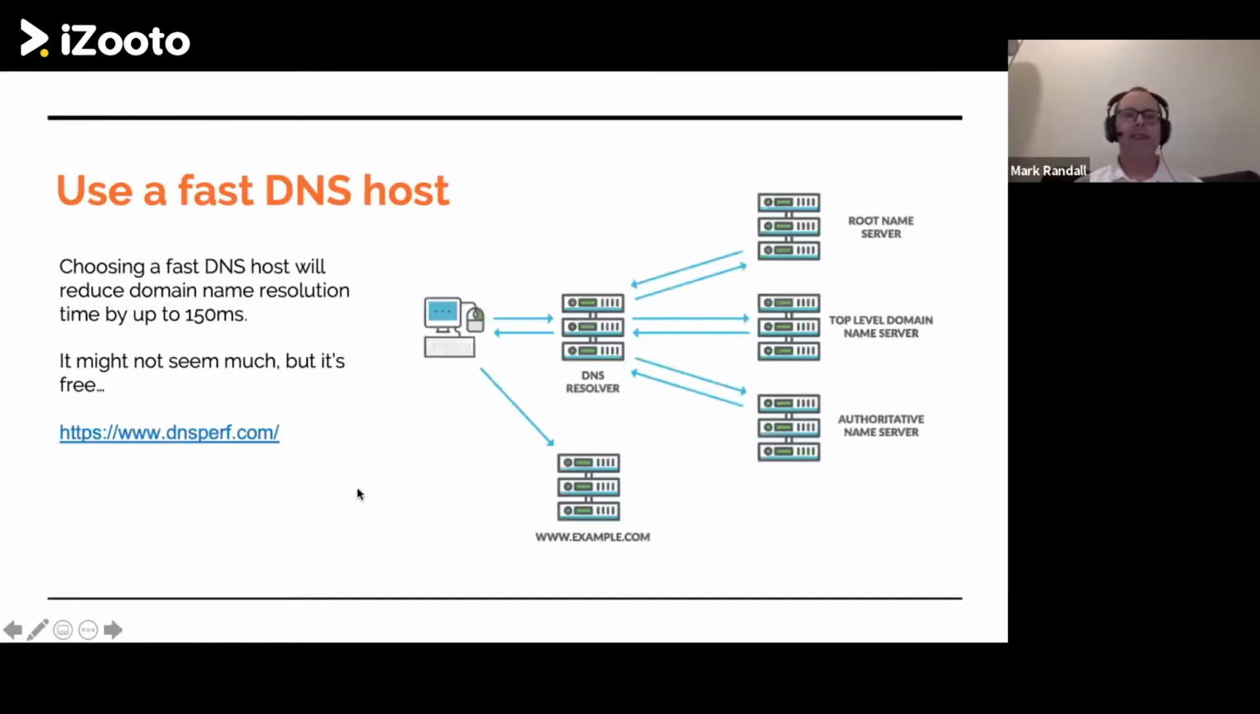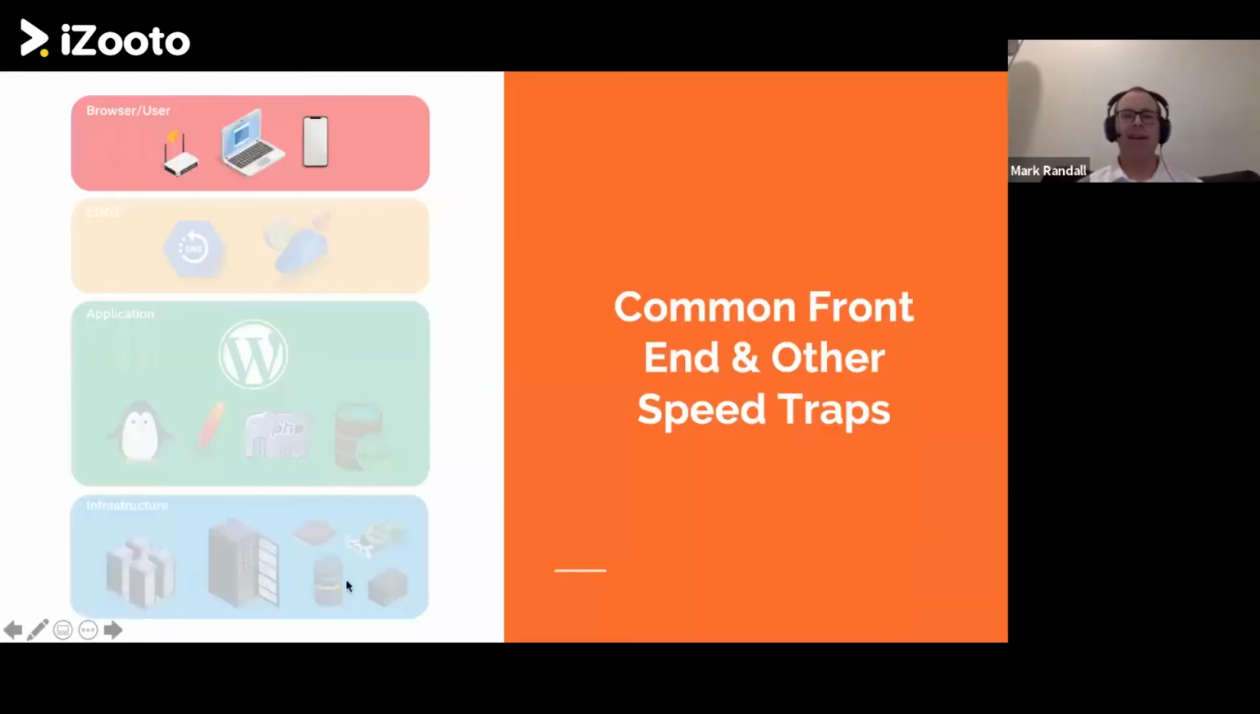Using a fast DNS host is super important as well. Your DNS is basically translating your URL, www.wpengine.com, to an IP address. And believe it or not, some DNS hosts are faster than others, by up to 150 milliseconds. That website here will tell you how your DNS provider compares in terms of performance. So you can have a look and make sure you're with a nice fast DNS. Cloudflare is, as I say, a partner of ours that we integrate with, and we definitely recommend them.